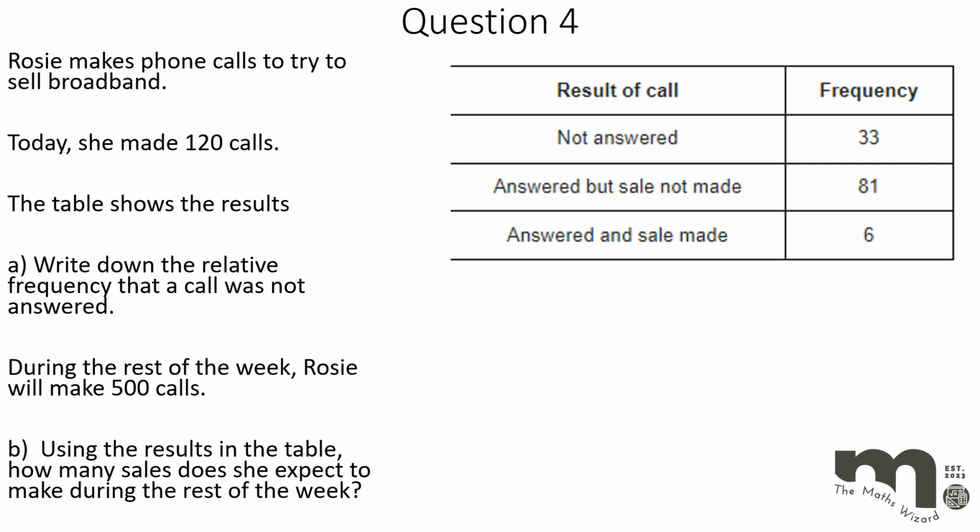Okay, so now we've used probability to do some estimating with relative frequency. This time we're calculating relative frequency. Rosie's made some phone calls to try and sell broadband. She's done 120 of these. We've got a table here to show the results. And then I want the relative frequency that a call was not answered.